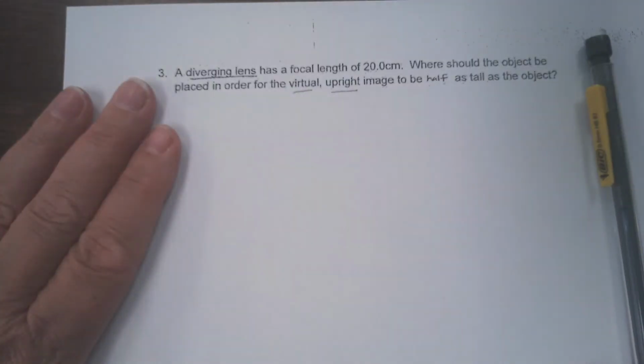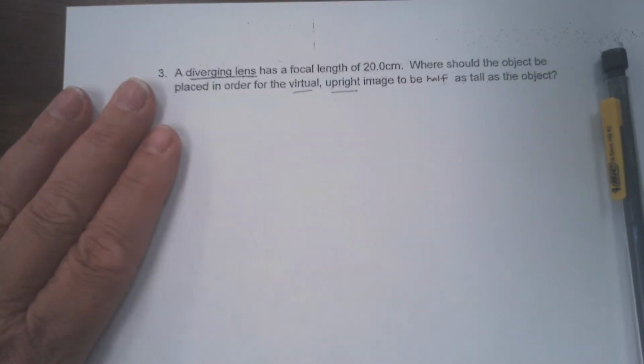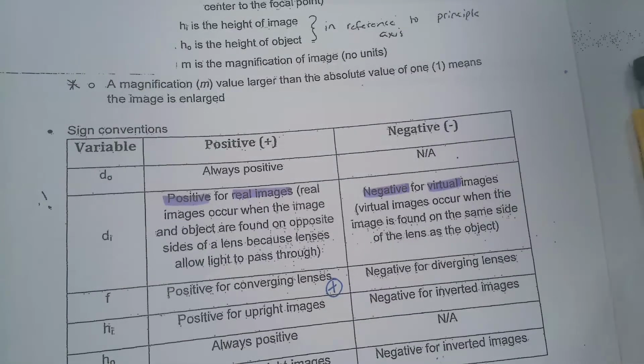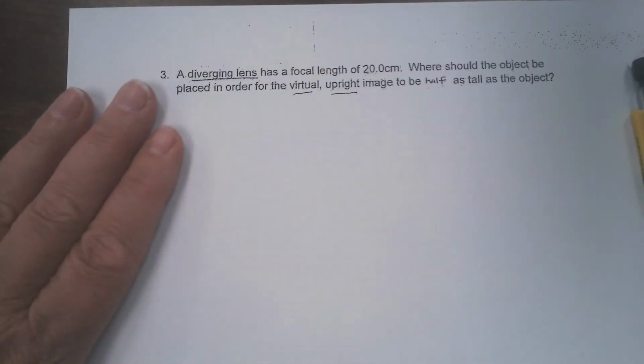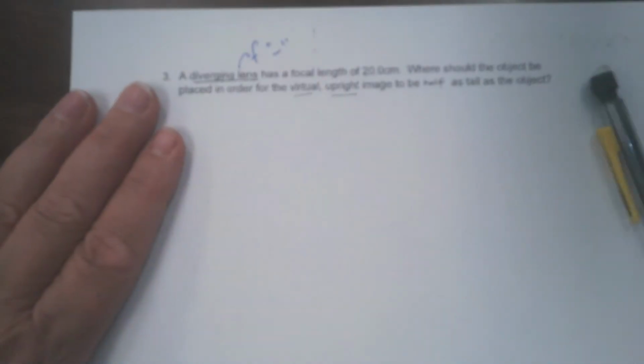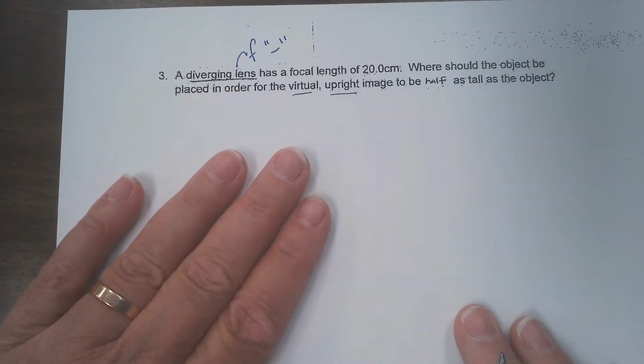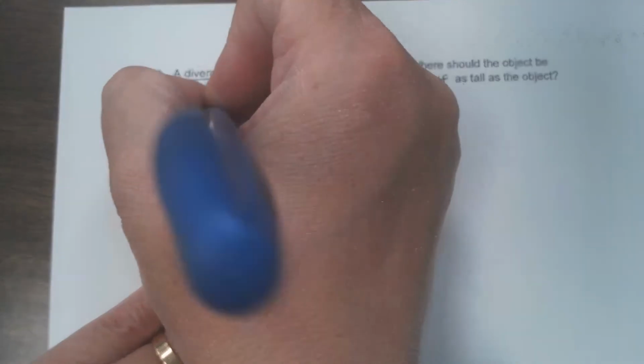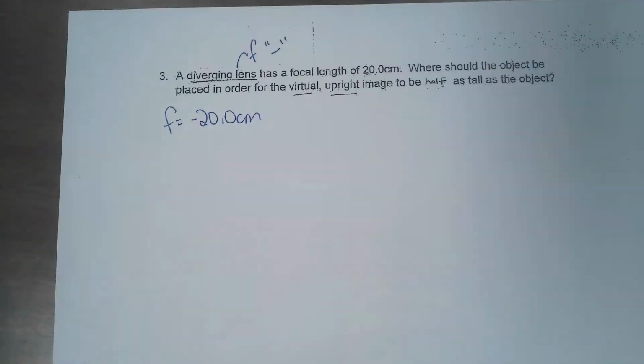Okay. A diverging lens. Let me go back to here. What do we know about a diverging lens? Well, right here, the focal point is going to be negative. That's what we can say right off the bat. It has a focal length of 20 centimeters, so F is equal to negative 20 centimeters.